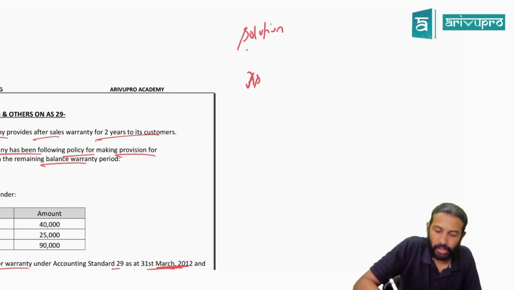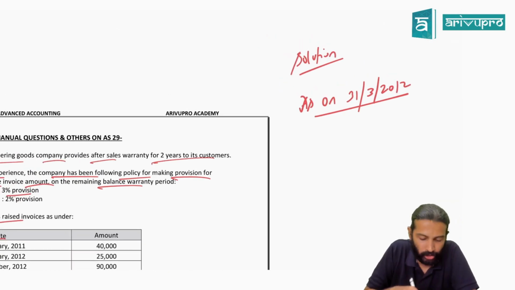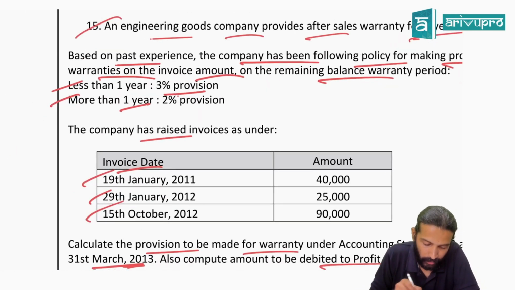Solution. They have given it any which way. Directly, I'm just writing a short question. As on which date? First, 31st March 2012. Okay, check, sir. As on 31st March 2012, how much sales have you made?